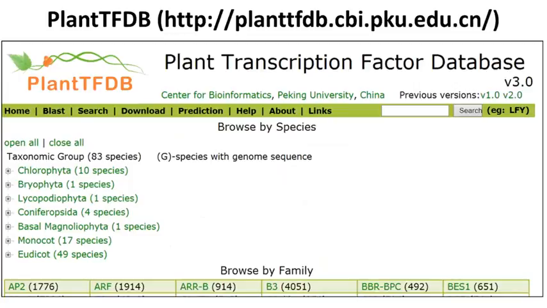Transcription factors play key roles in expression regulation. PlantTFDB is the most comprehensive database for plant transcription factors. It covers 83 species and can be browsed by either species or transcription factor family. You can also search PlantTFDB using either keywords or sequence. It's a very useful resource for the plant biology community.